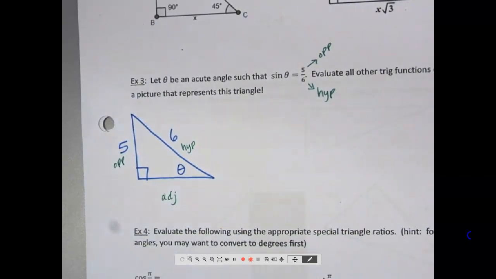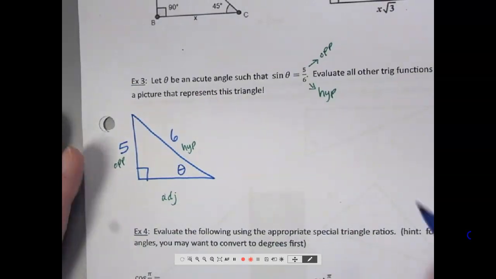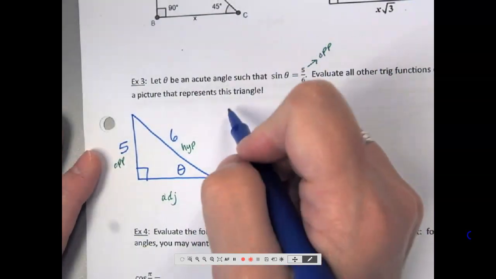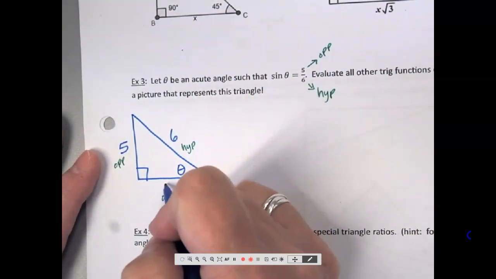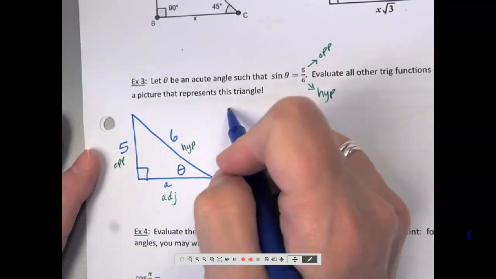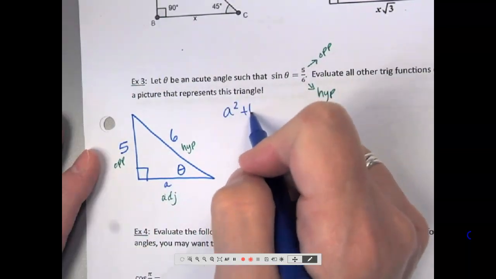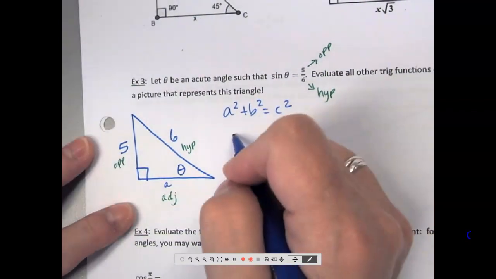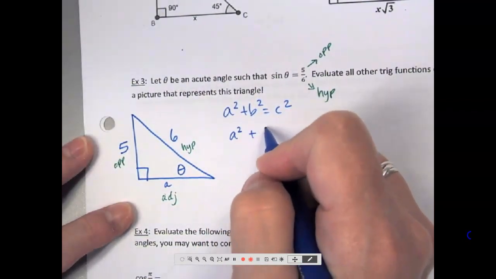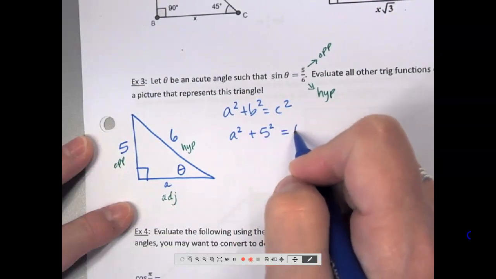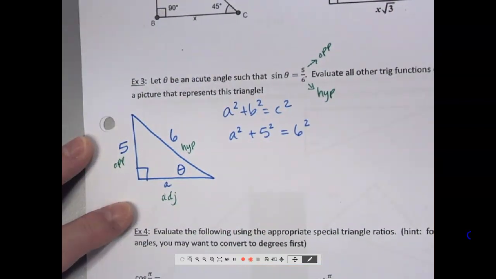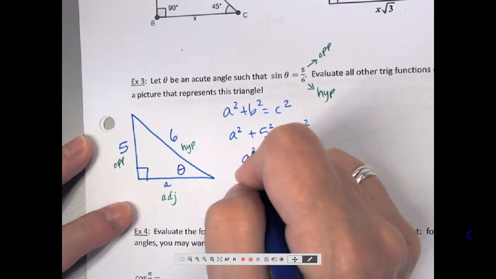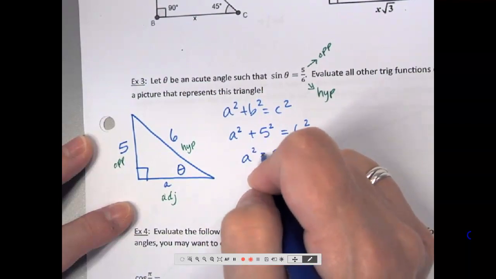Okay, so how am I going to find my adjacent side? Pythagorean theorem. We're going to use it. You're going to be dreaming about Pythagorean theorem. Okay, I will call that A. So I'm going to say A squared plus B squared equals C squared. A squared plus 5 squared equals 6 squared. Y'all try to use your brain as much as you can. Oops, that's a plus.